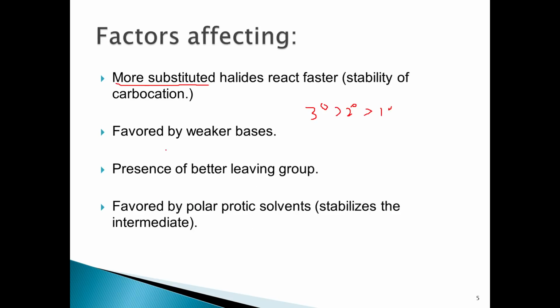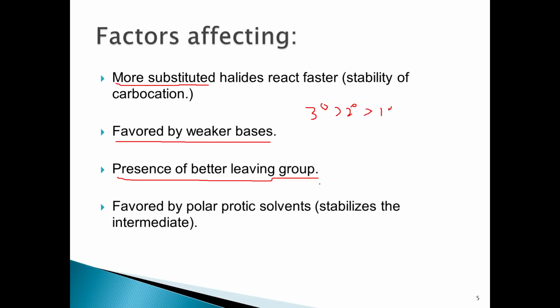Okay, then it is favored by weak bases. So weak bases favor E1 reaction. Then presence of a very good leaving group or a better leaving group will also favor E1 reaction. And the fourth most important point is polar protic solvents.